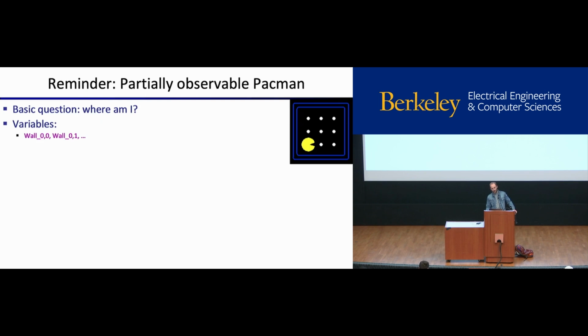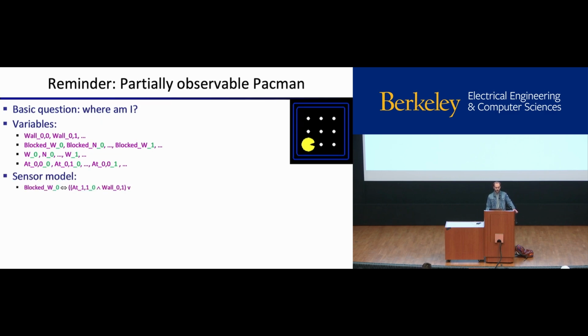So the variables are things like the walls: there's a wall at 0, 0, or there isn't. There's a wall at 0, 1, or there isn't, depending on whether those variables take the value true or false. Whether Pacman is blocked to the west at time 0, and so on. Whether he moves west or north at time 0, where he moves at time 1, and so on. Whether he is at a given location at a given time, for any given location, for any given time. Whole lot of variables there. And then he has a sensor model, so maybe he has a sensor that we're calling blocked to the west at time 0.